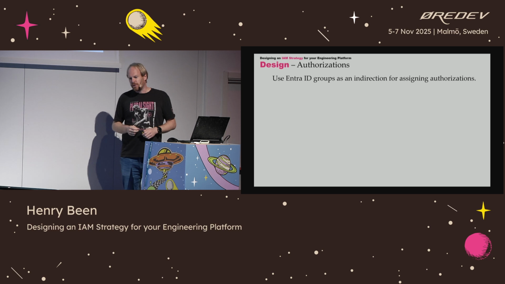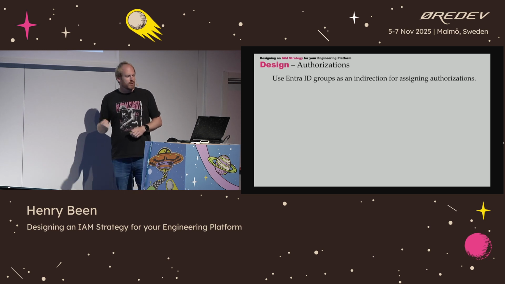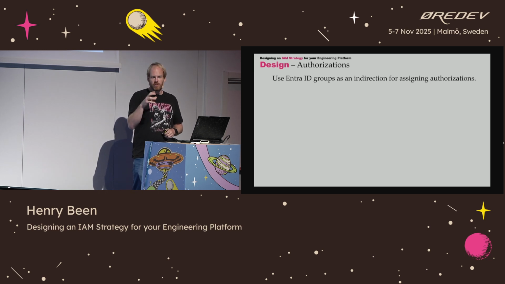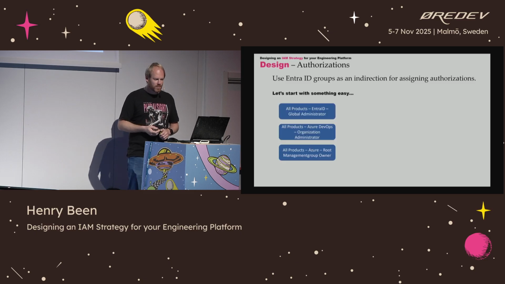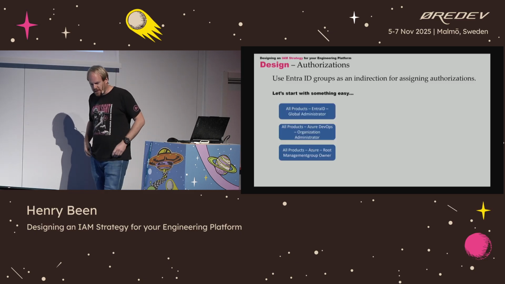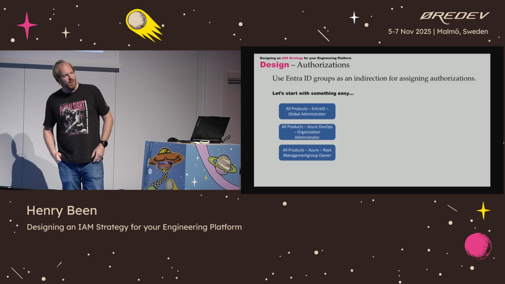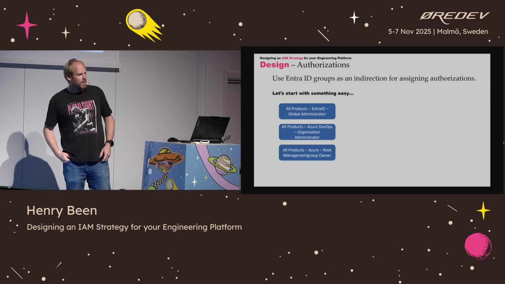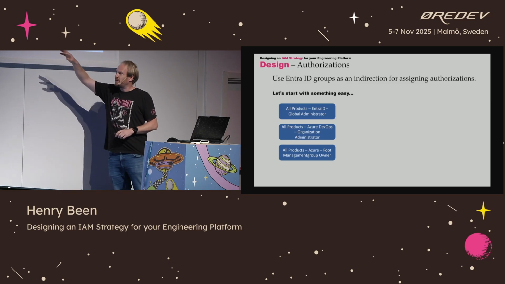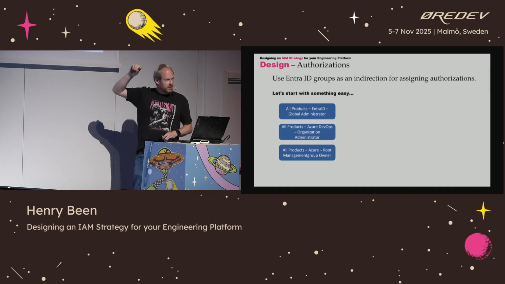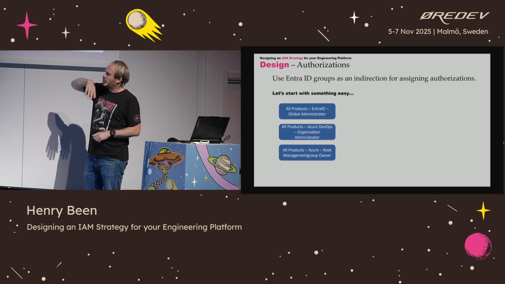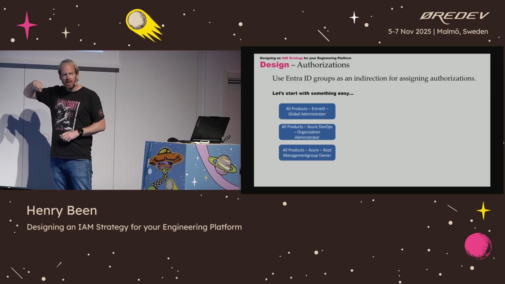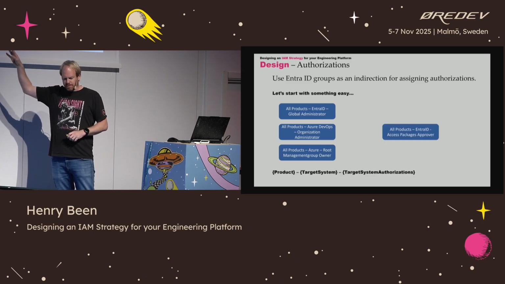The next part that we're going to do is we're going to use Entra ID groups as placeholders for a group of authorizations in a target system. I think this is a familiar concept. For example, we're going to create a group called All Products, Entra ID, Global Administrator. All Products, Azure DevOps, and then Organization Administrator. This is a very specific role in Azure DevOps. And in Azure, we're going to create one which is called Root Management Group Owner. And I hope you see a pattern here.